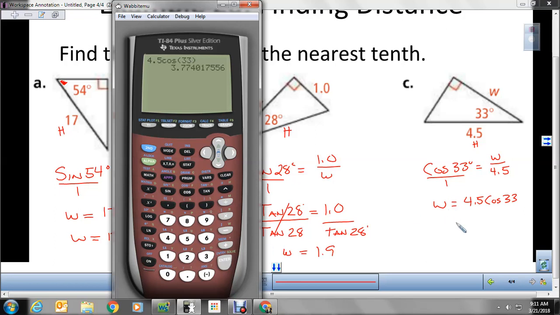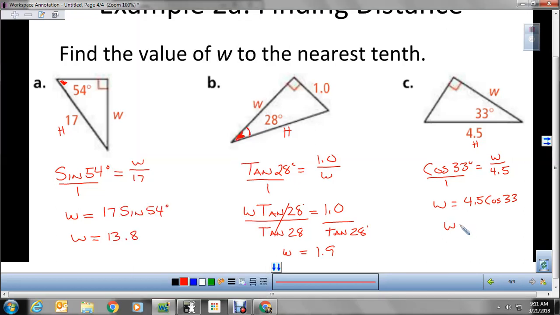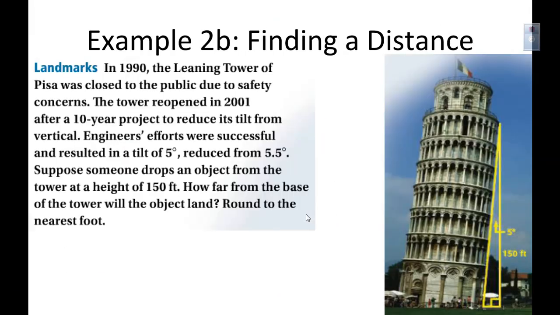And that gives us 3.77, which means it's going to round to become W is equal to 3.8. All right, so any time you got lost or confused, rewind it, go back and watch how we work these. And now let's go on to example 3, or part B of this.